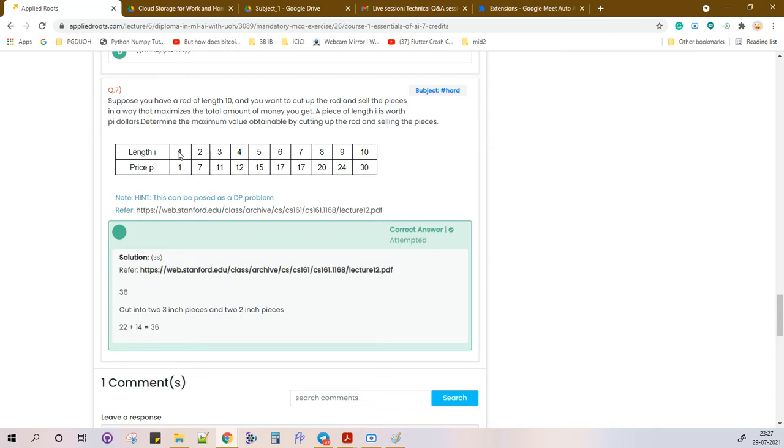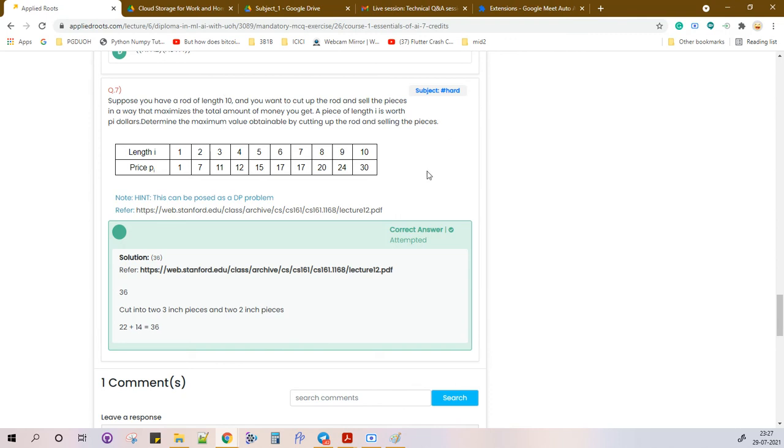Say it is a piece of wood. If it is 1 foot long, it is worth $1. If it is 2 feet, it is $7. 3 feet, $11, like that. Determine the value obtained by cutting up the rod and selling the pieces.